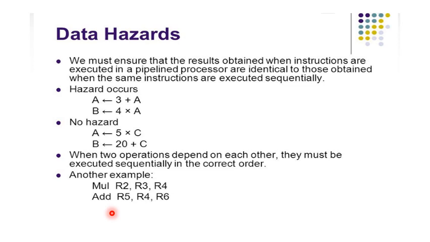We must ensure that the results obtained when the instructions are executed in a pipelined processor are identical to those obtained when the same instructions are executed sequentially. The potential for obtaining incorrect results when operations are performed concurrently can be demonstrated by some simple examples. Assume that A is equal to 5 and consider the following two operations.